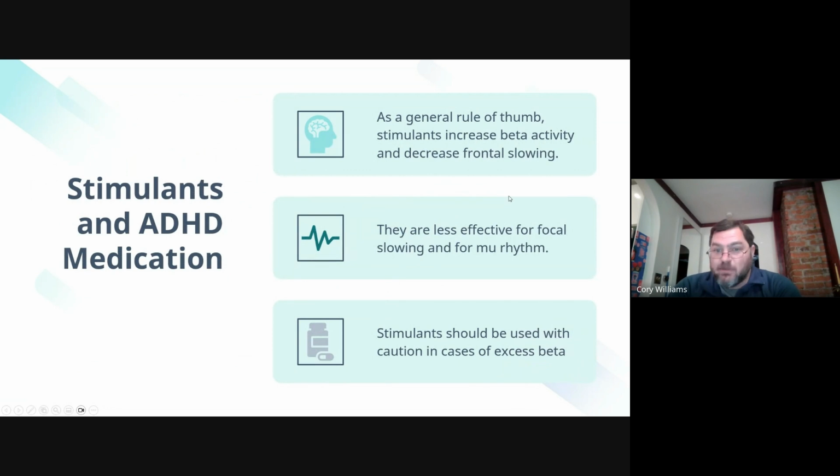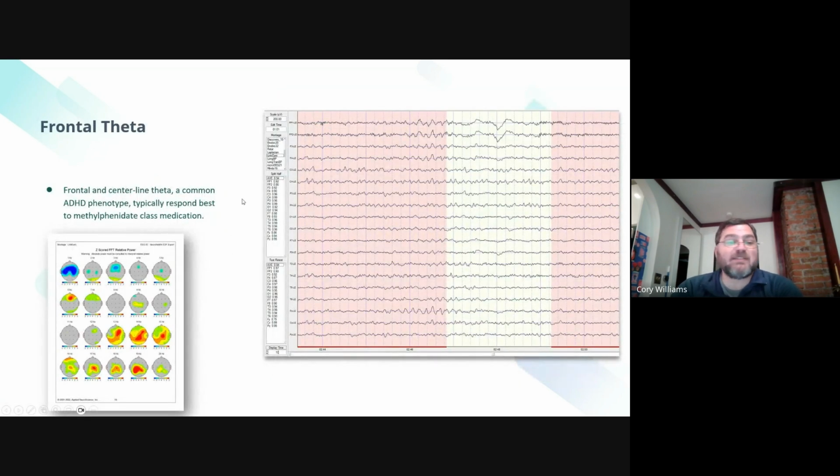Now, generally speaking, stimulants increase beta, although sometimes they will increase alpha as well. They typically decrease slow wave activity. There's a note here that stimulants are less effective for mu rhythm, which is a specific thing that we'll see in EEG sometimes. And if you've got somebody whose brain is already quite fast, they show a lot of background beta, you want to use caution when recommending stimulants because you can run into adverse side effects. And we have some examples of this to look at.